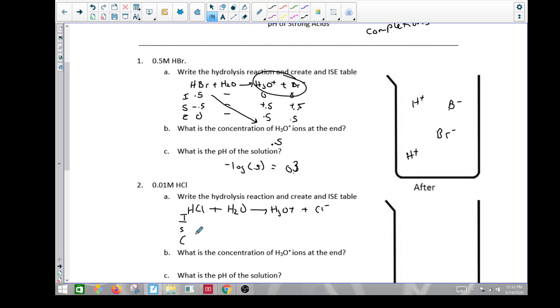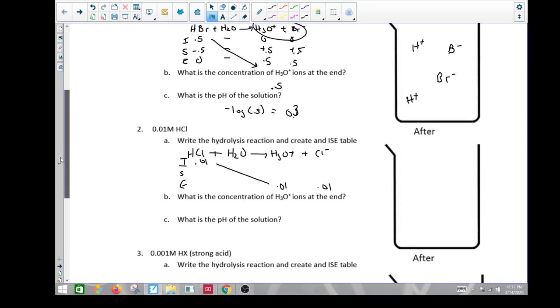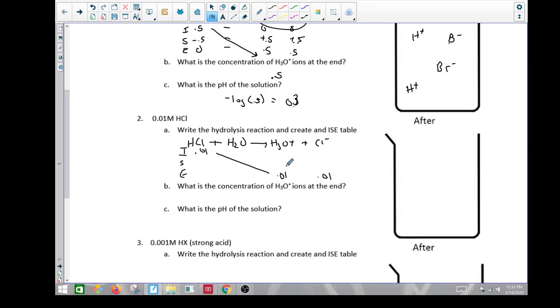So that means if this is 0.01, that this here will also be 0.01, and this is 0.01. You'll see complete ice table on the PDF. All right, what's the concentration of H plus ions? 0.01. And all right, pH of that, negative log of 0.01 equals 2.